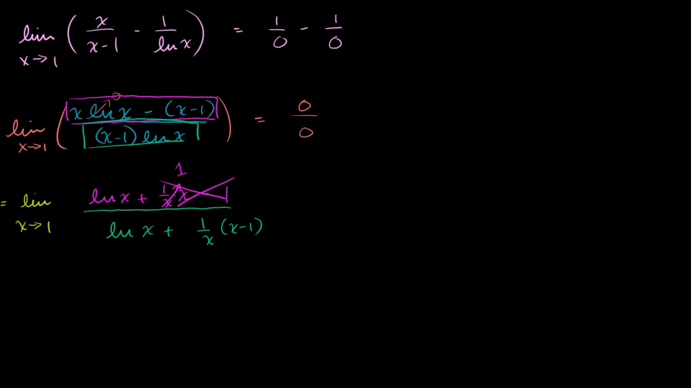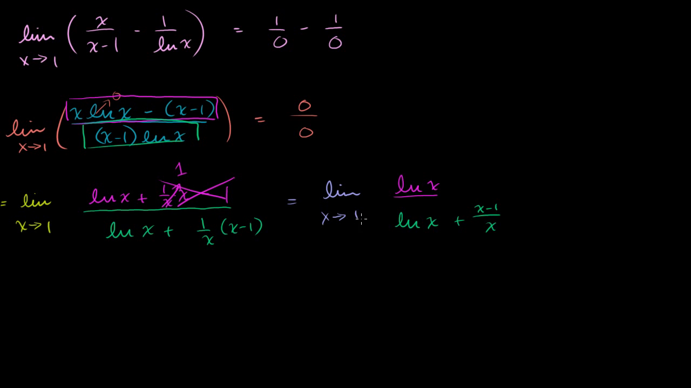And so this whole expression can be rewritten as the limit as x approaches 1. The numerator is just natural log of x, natural log of x. And the denominator is the natural log of x plus x minus 1 over x. So let's try to evaluate this limit here.